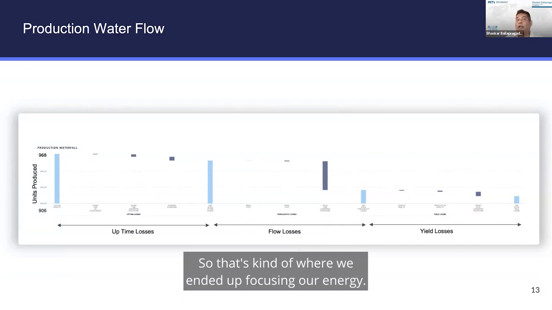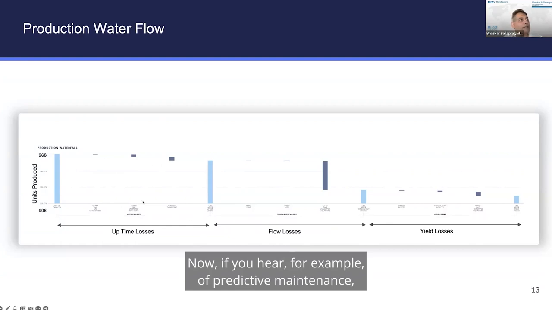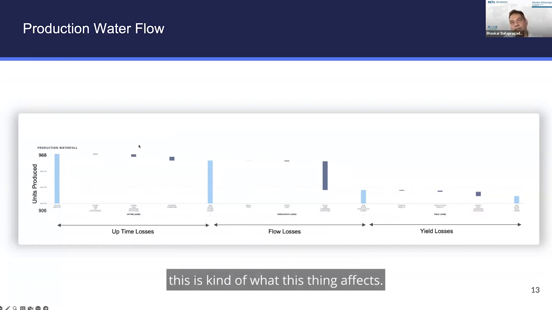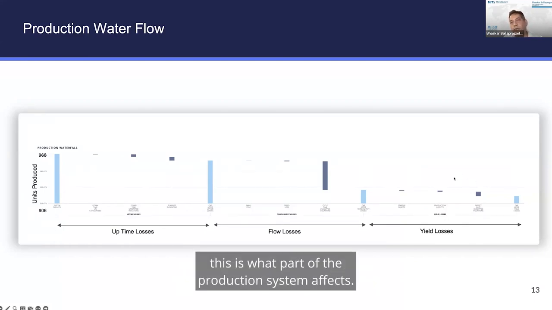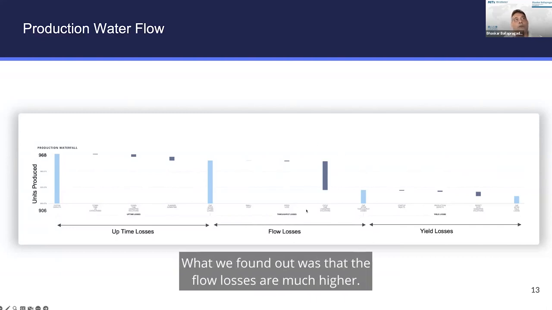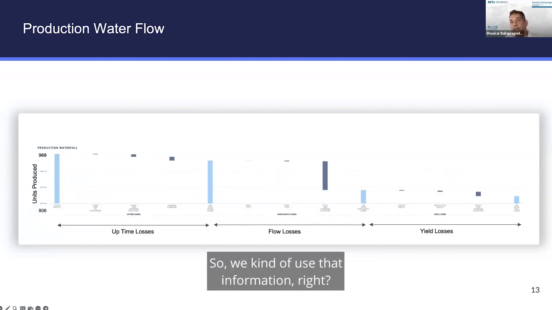Now, if you hear, for example, of predictive maintenance, this is what that affects. And if you look at trying to fix some of your defect or quality problems, this is the part of the production system it affects. What we found out was that the flow losses are much higher. And so we used that information.